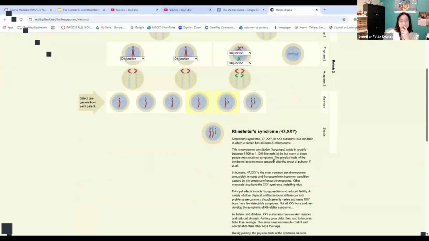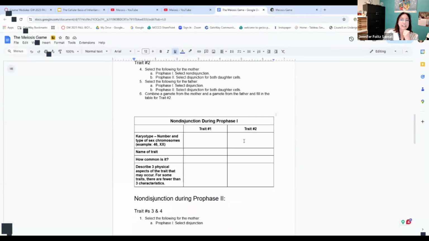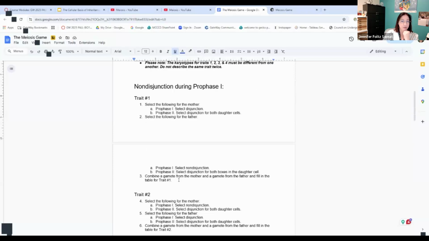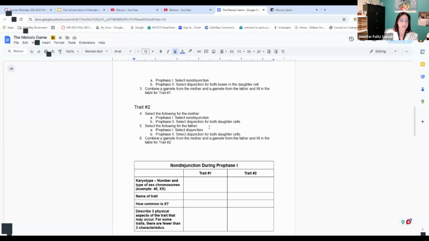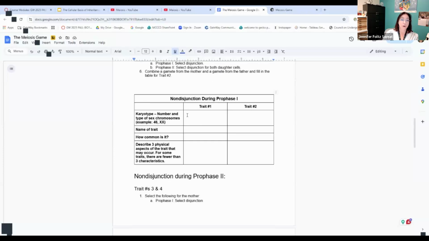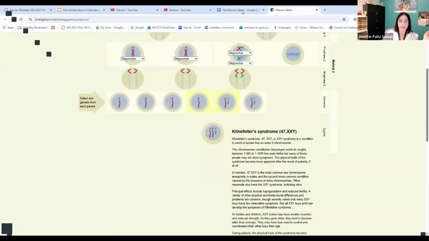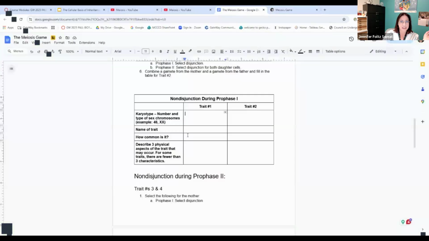Now you're going to go back here and you're going to fill in this table. So trait number 1, here's what I told you to do for trait number 1. That's what we just did. You're going to put in the karyotype. It was 47, XXY. Name of the trait, it's Klinefelter syndrome.